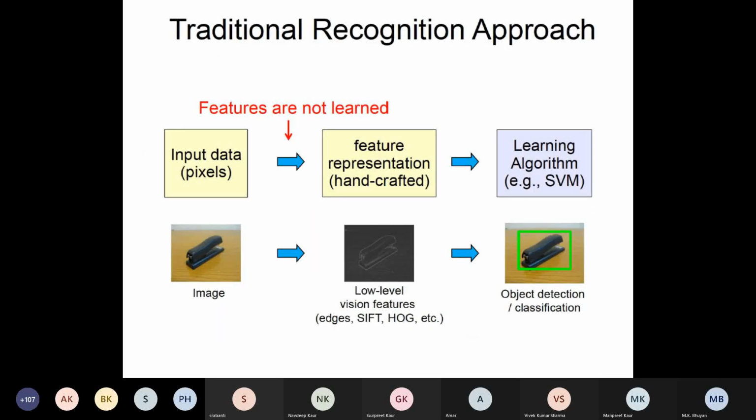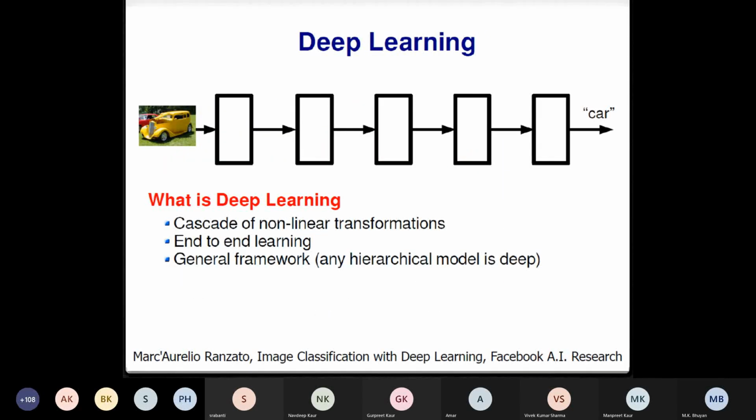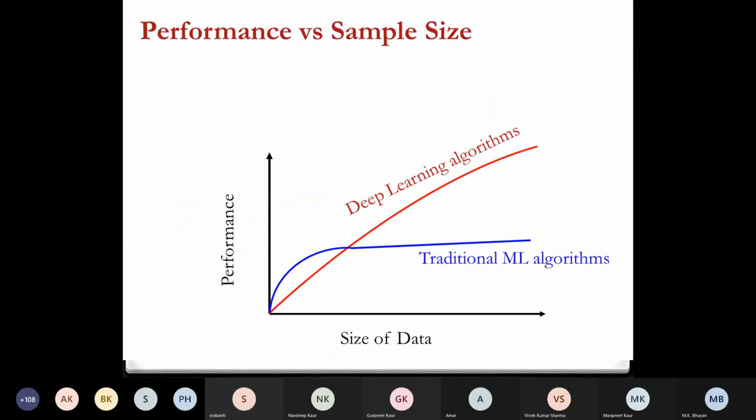In the case of deep learning, as I have already explained, it is nothing but a cascade of nonlinear transformations. So from the input image, I can directly extract the important information. You can see the performance versus the sample size, for the traditional machine learning algorithms and the deep learning algorithms. If I consider a large amount of data, then the performance of the deep learning algorithms is much better as compared to traditional machine learning algorithms, when the number of training samples is very high.